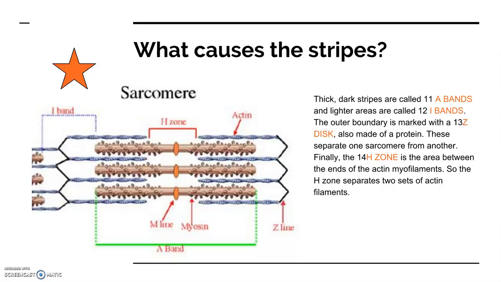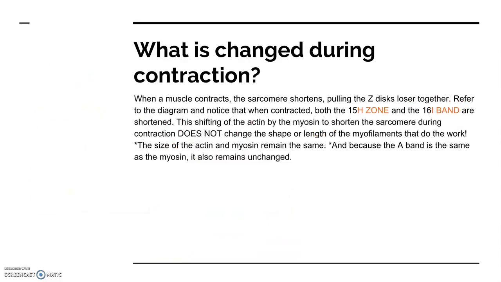All right, so get that picture in your mind, and I'm going to move on and explain how this contraction works. When a muscle contracts, the sarcomere shortens, pulling the Z discs closer together. So go back and look at the diagram and notice that when it contracts, both the H-zone and the I-band are shortened. This shifting of the actin by the myosin to shorten the sarcomere during this contraction does not change the shape or length of the myofilaments that do all the work. The size of the actin and the myosin remain the same. Note the star. And because the A-band is the same as the myosin, it's also unchanged.